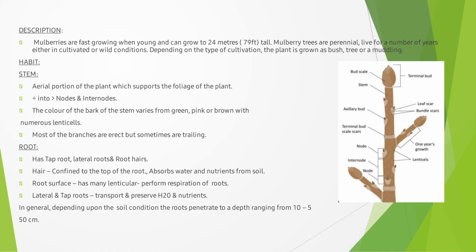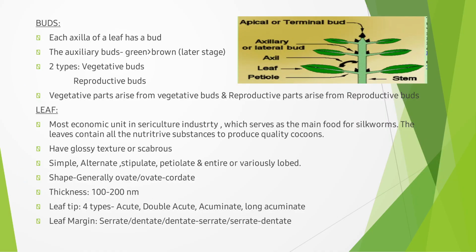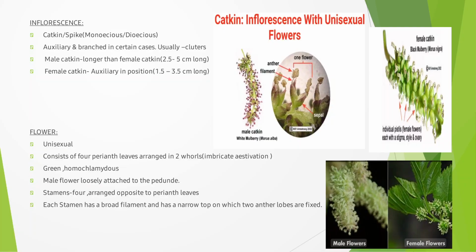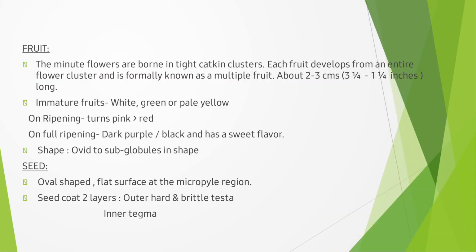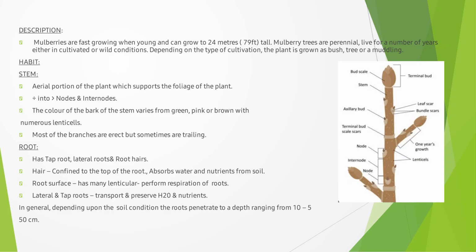Usually, like all plant species, this also has a distinct stem, a root, buds, leaf, inflorescence, flower, fruit, and seed. The general description of the mulberry plant is that mulberries are fast growing when young and can grow to 25 meters, that is 79 feet tall. Mulberry trees are perennial and they live for a number of years either in cultivated or wild conditions. Depending on the type of cultivation, the plant is grown either as a bush, a tree, or a seedling.